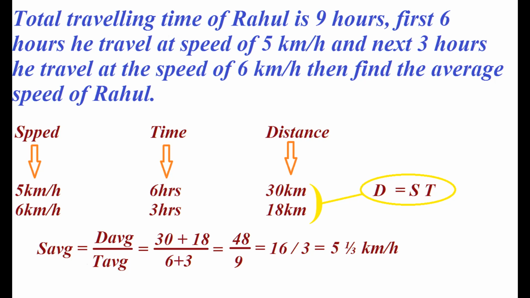When the speed of Rahul is 6 km per hour, the time taken by Rahul is 3 hours, so distance equals speed into time equals 6 into 3 equals 18 km. Average speed equals total distance upon total time equals 30 plus 18 upon 6 plus 3 equals 48 upon 9 equals 16 by 3 equals 5 and a third km per hour.